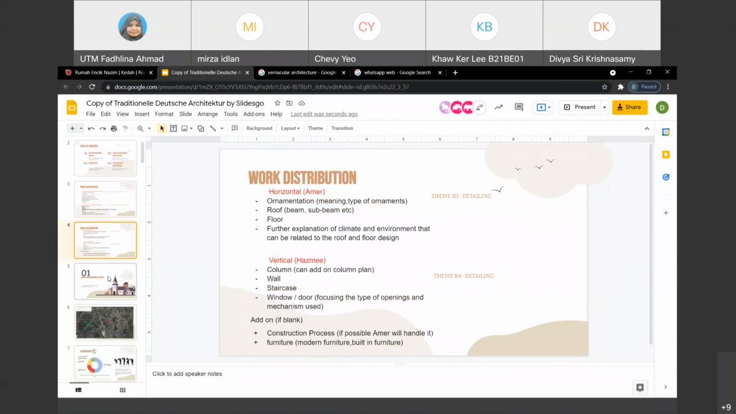And the third board will be prepared by Amir, who needs to detail out the roof, floor, and ornaments detail. And the fourth board will be prepared by Hasmi. He will share more information about the detail of wall, window, door, staircase, and so on. So any blank will have some add-on.